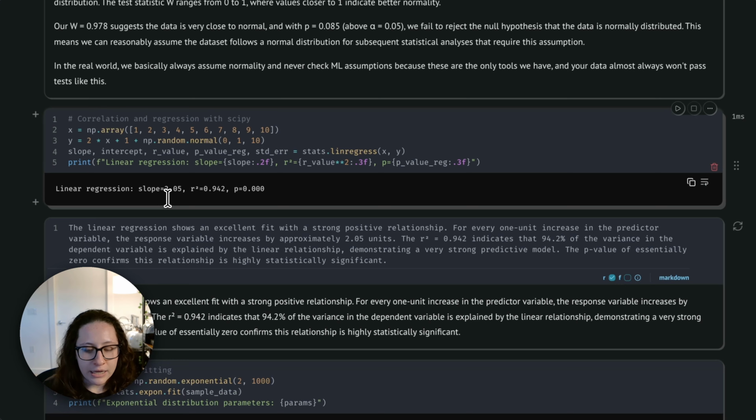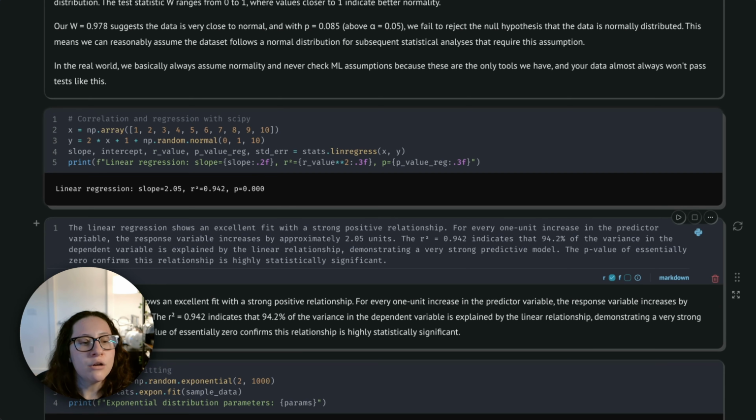Correlation runs between the values of -1 and 1. So 0 indicates no correlation, -1 indicates a perfect negative correlation, such that every time x moves up, y moves down, and +1 indicates a perfect positive correlation, such that every time x moves up, y also moves up. And in this case, we have 0.942, which is near perfect positive correlation.